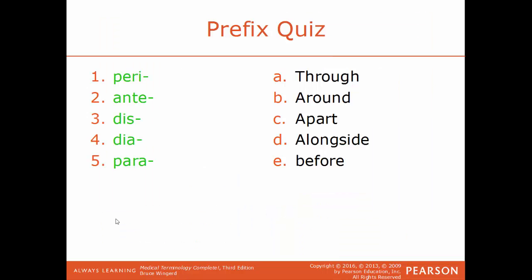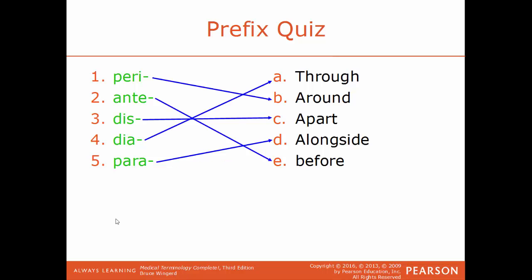Alright, we'll end this chapter and this video with our matching quiz. The five prefixes on the right are peri, anti, dis, dia, and para, and they'll match up to the words through, around, apart, alongside, or before. So the first one, peri, would mean around or surrounding. Anti means before. Dis means apart or to separate, like in dissection. Dia means through. And para means alongside. So here are all the answers to this short prefix quiz.